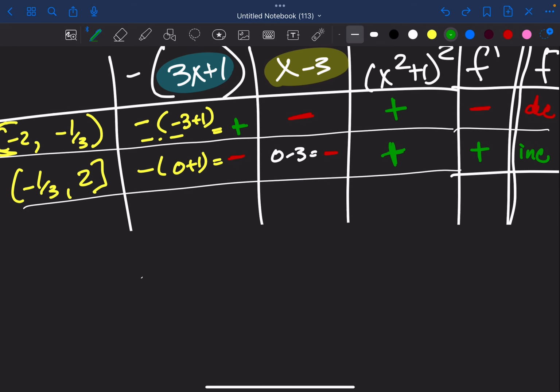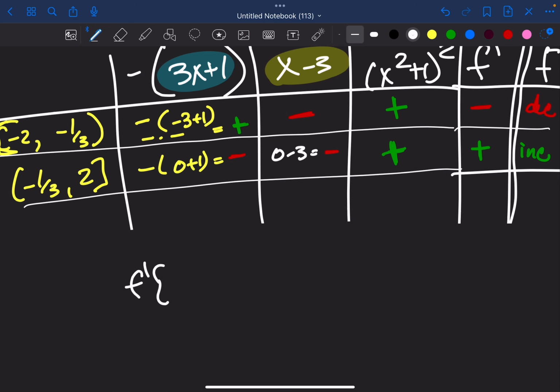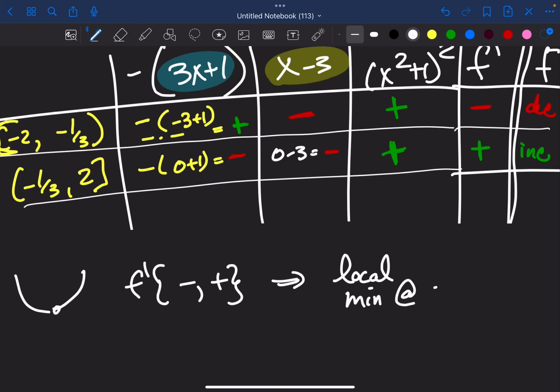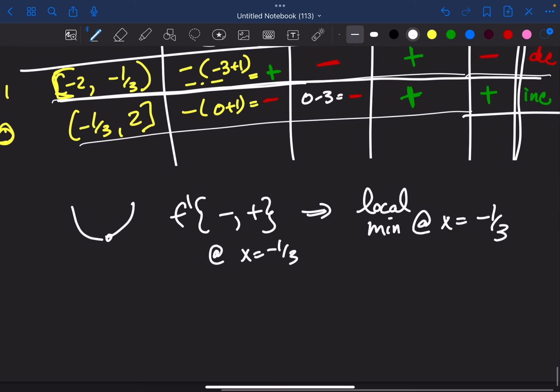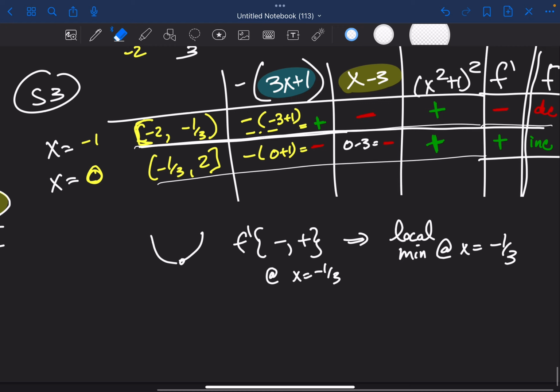Well, because f prime changed sign from negative to positive, that means that there is a local minimum at x equal to, well, what is the value in between there? How about at x equal to negative 1/3? So we have our local minimum. So now we have to see our absolute extrema.